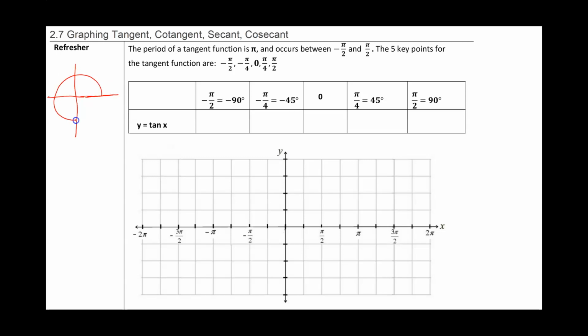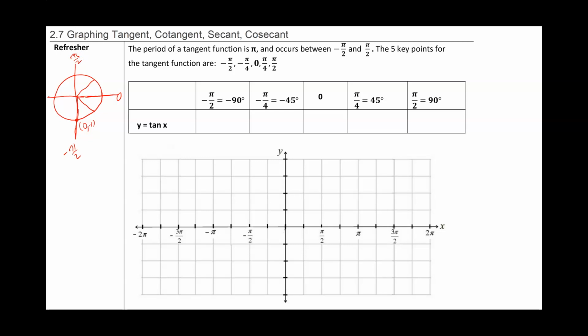So if we were to look at our unit circle, for sine, cosine, tangent, we would go 0, pi over 2, pi, 3 pi over 2, 2 pi for our key points. However, for the tangent function, it's a little bit different. For the tangent function, we start here at negative pi over 2. Remember, this point here is going to be the point 0, negative 1. And then we're going to go to negative 45 degrees, which is going to be negative pi over 4. And then we're going to be at 0 radians. And then we're going to be at 45 degrees, which is pi over 4 radians. And then we're going to end at pi over 2.